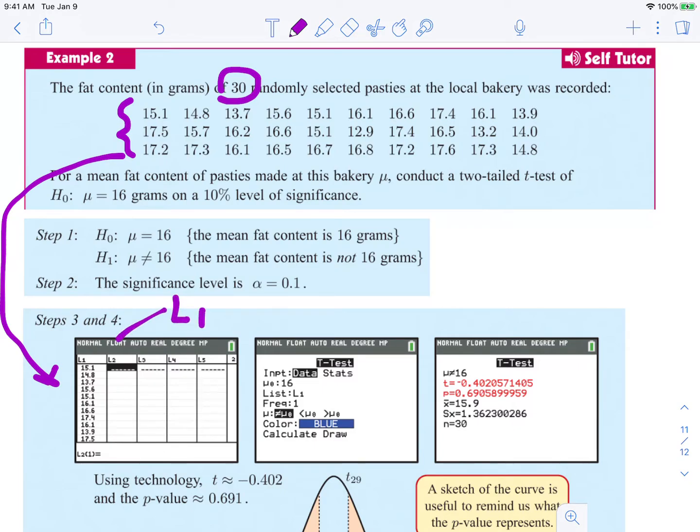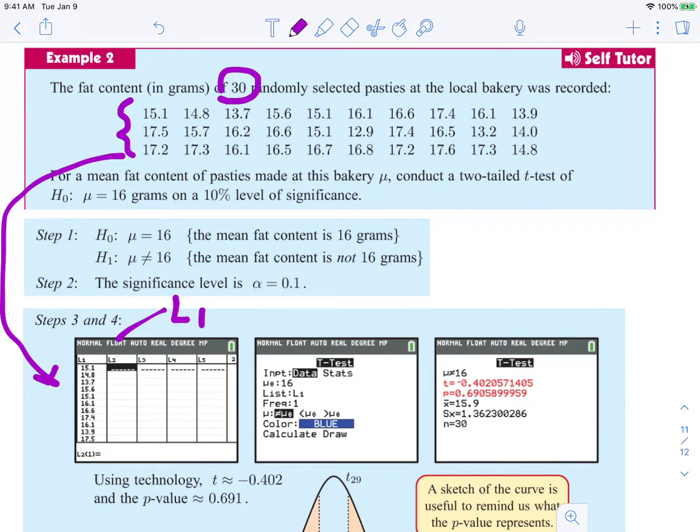And we're going to use the graphing calculator with this t-test. So I do have the screenshots of what it will look like. So step 1 is identifying the null hypothesis and then the alternative hypothesis.